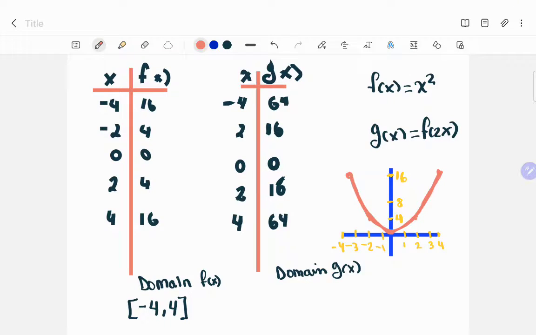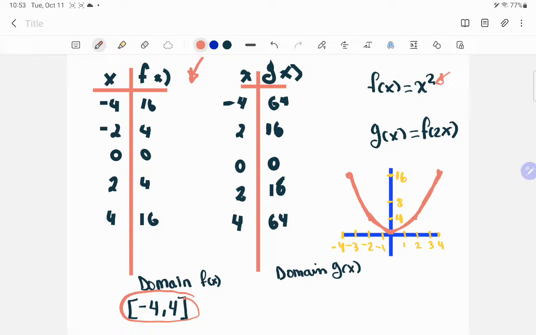Okay, we have the parent function that is a quadratic function, and I have this table of values. My domain is not from negative infinity to infinity. I restrict it from negative 4 to 4. So when x is negative 4, y is 16. When x is positive 4, y is 16. This is my parabola for my parent function.